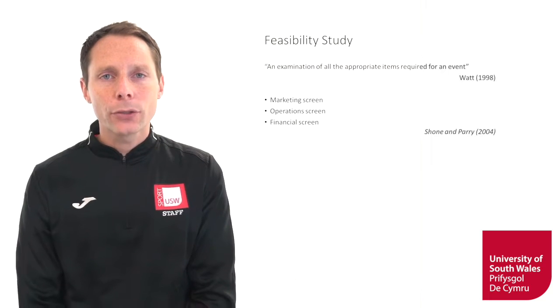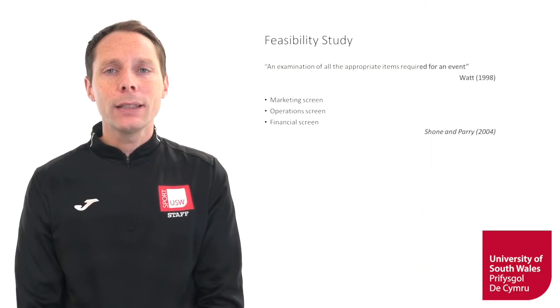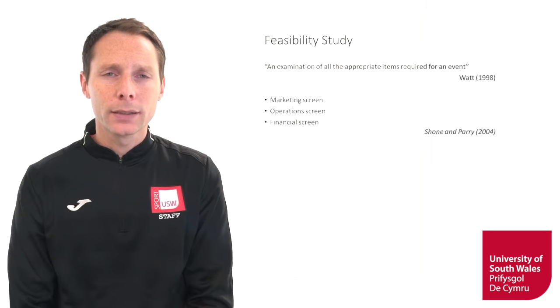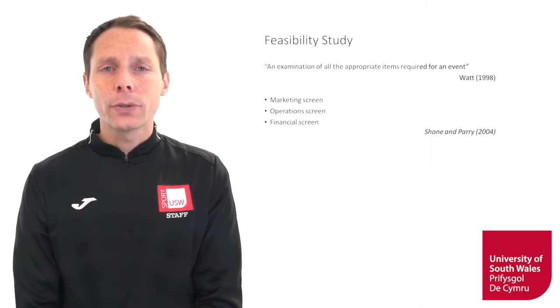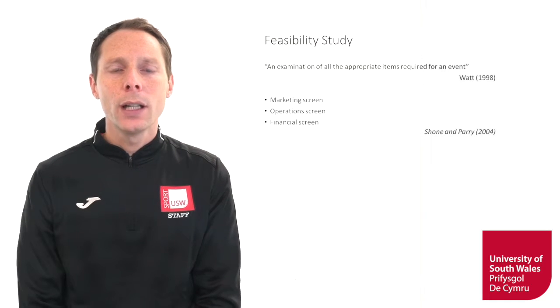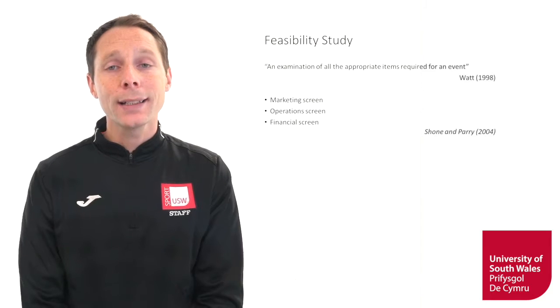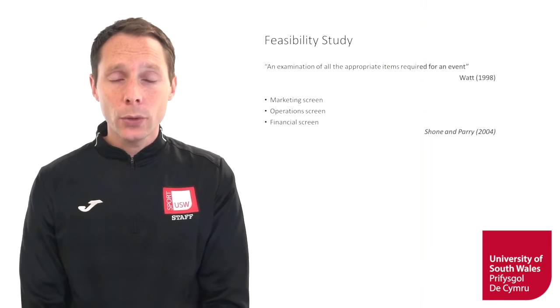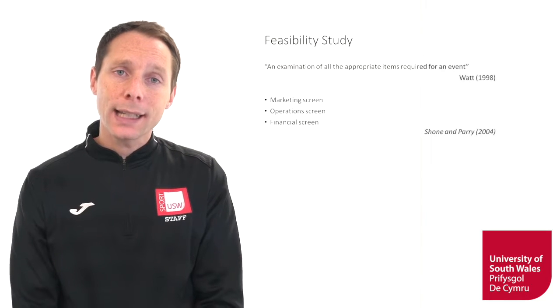The operations screen. It's skills and resources needed to stage the event, including the staffing. And the financial screen. So sufficient financial commitment, sponsorship and revenue. And this includes cash flow and a contingency. So that cash that you've got in hand, but also that cash that you've got to one side in case of an emergency. Okay, I've covered a lot of ground once again there.